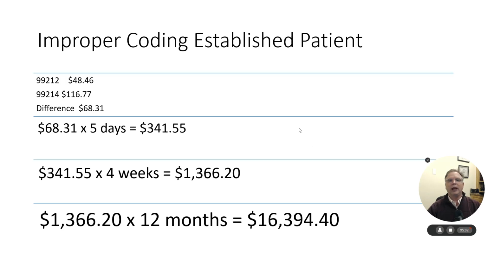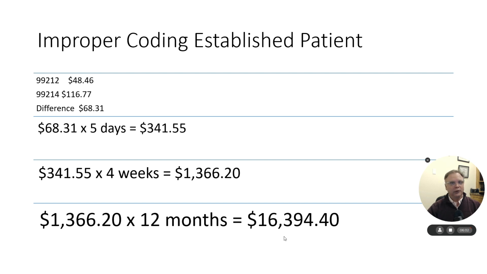Let's do an established patient. Same thing happens. You're doing 99212 when in fact maybe the most appropriate code would have been a 99214. That's a loss of $68.31. Okay, on the surface again, maybe not a big deal to you. However, take it times 5 days, $341, times 4 weeks, almost $1,400 again, and at the year, you've lost $16,000.